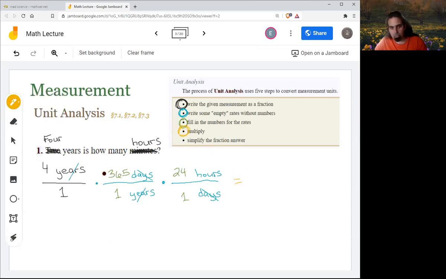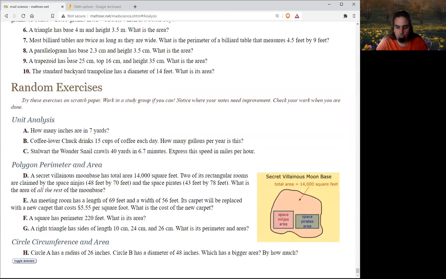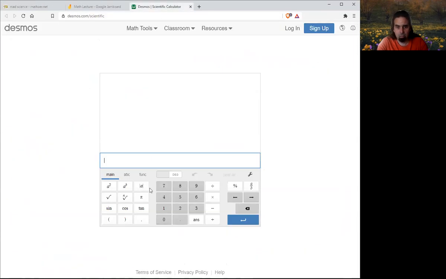then on top, I'm going to have 4 times 365 times 24, and the only word that's left is hours. And on the bottom, I'm going to have 1 times 1 times 1 times 1, which doesn't change anything. And whatever that is, let me use the calculator. So 4 times 365 times 24, 35,040.